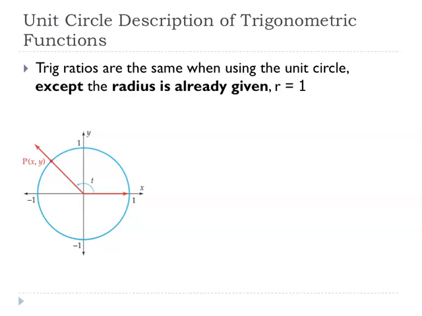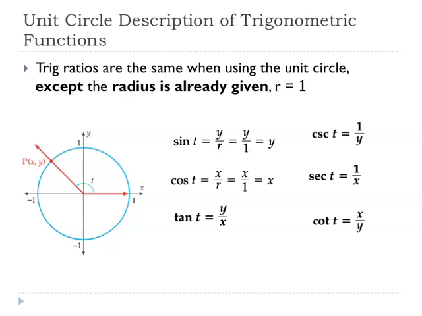So really what you end up with is sine is y over 1, which is just y. Cosine is x over 1, which is just x. Tangent's still going to be the same, so y over x. And then for cosecant, secant, and cotangent, we just have to find the reciprocals of each of these, so 1 over y, 1 over x, and x over y.